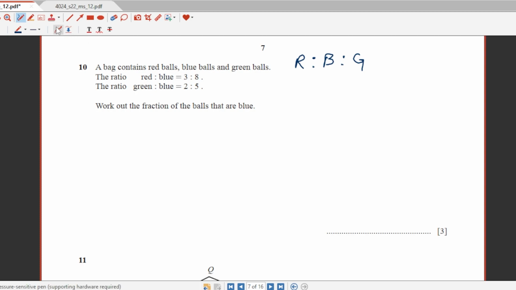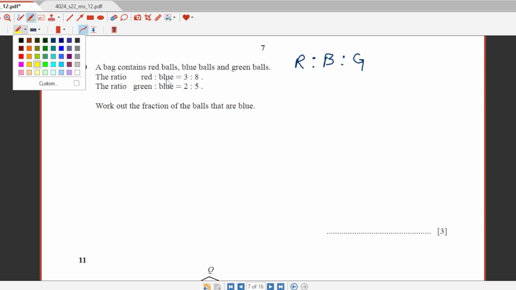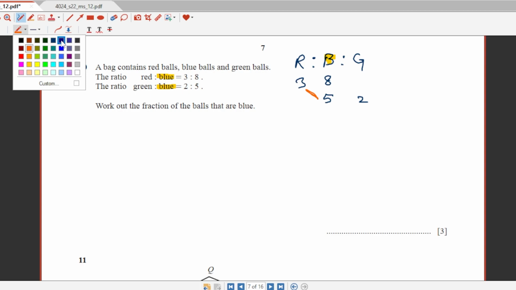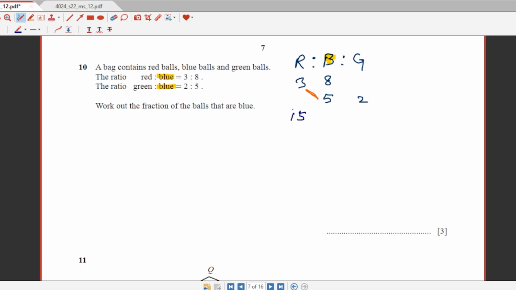The method is to identify which quantity is repeated in both the ratios. In the first ratio, blue is used. In the second ratio, blue is also used. It means blue should be in the center of the ratio. Now place the values. Red to blue is 3 to 8, and green to blue is 2 to 5. Green is 2 and blue is 5. This is the way to place these values. Now multiply these values in this pattern. First of all, multiply 3, multiply 5. 3 5s are 15.